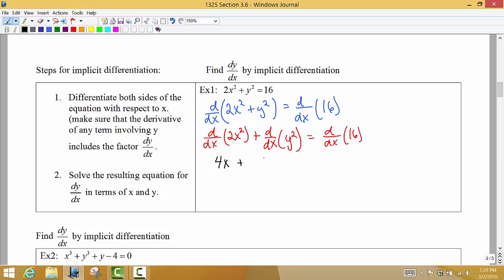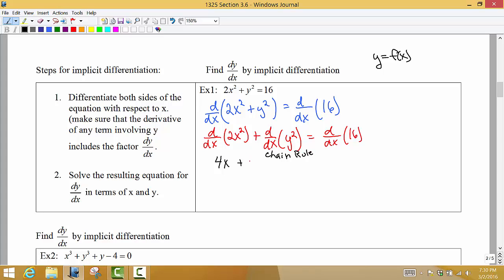Now, any term that has a y in it, keep in mind, it's really important that y represents a function of x. So x represents the independent variable, y is the dependent variable. In order to take the derivative here, we're going to have to use the chain rule.